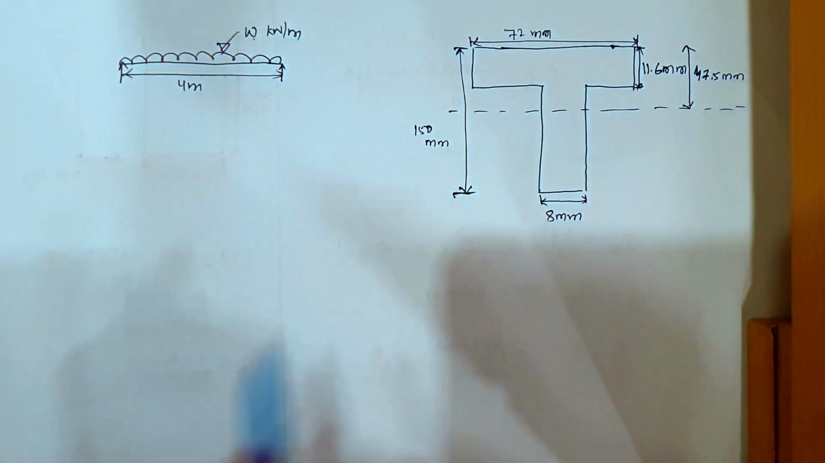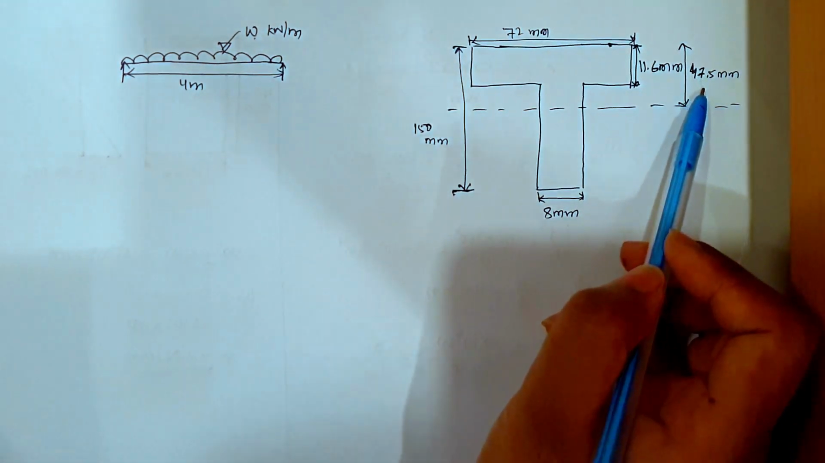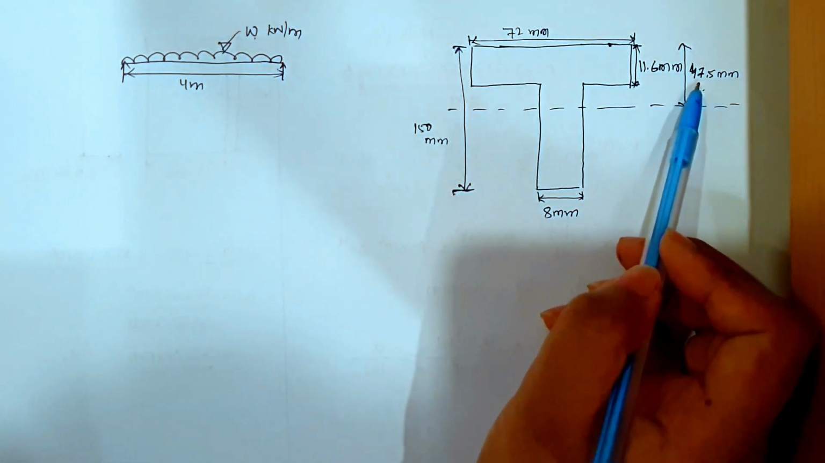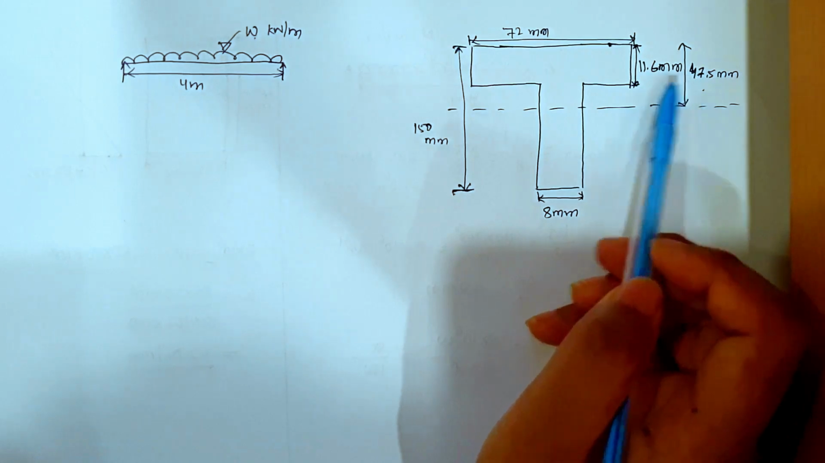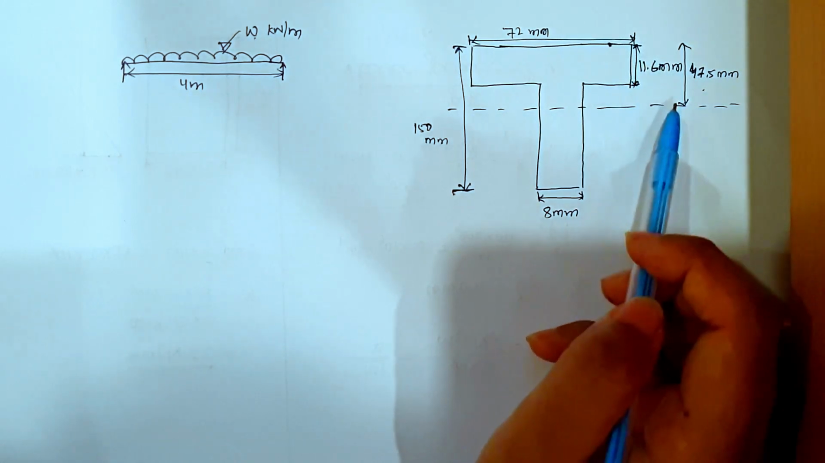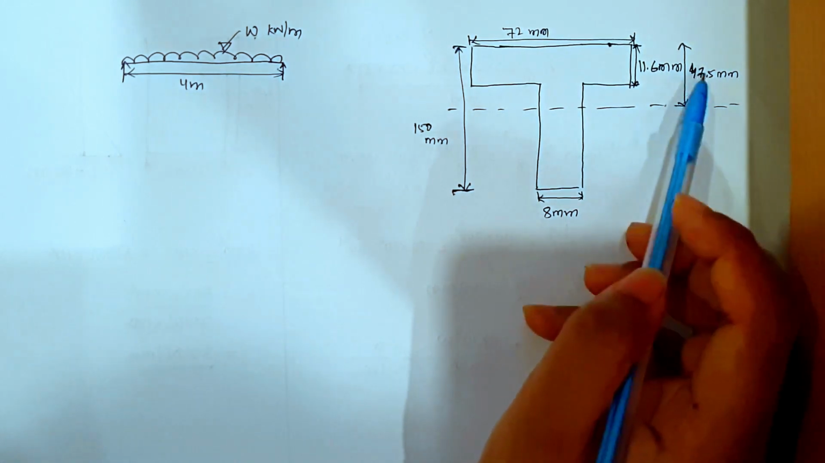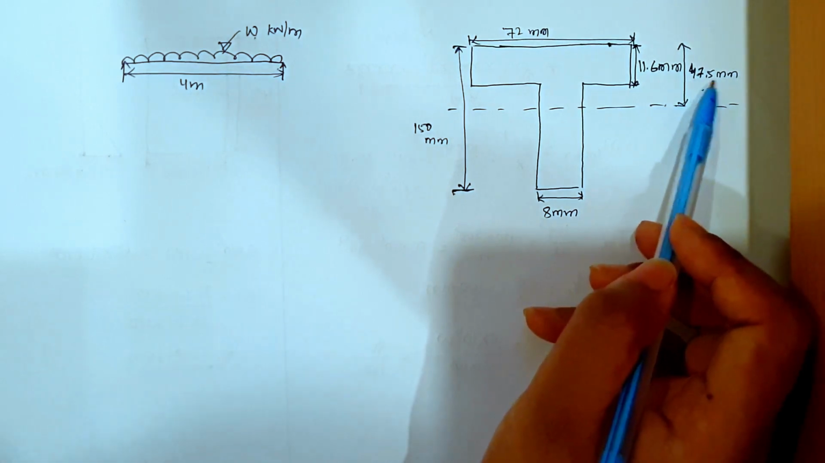Now, given in this question is yc. The depth of the T section above the neutral axis, which is in the compression zone, is given as 47.5 mm.